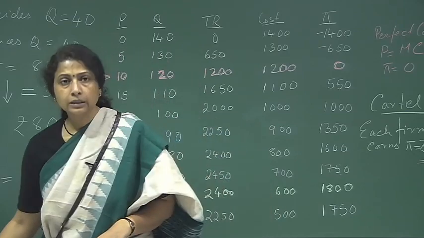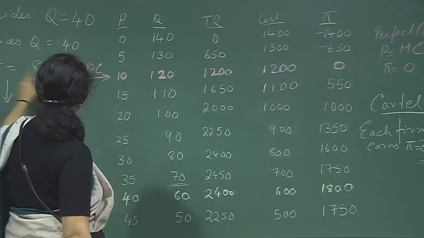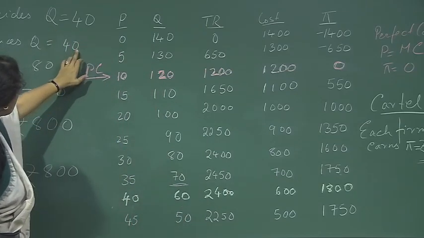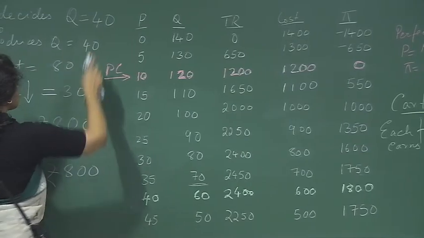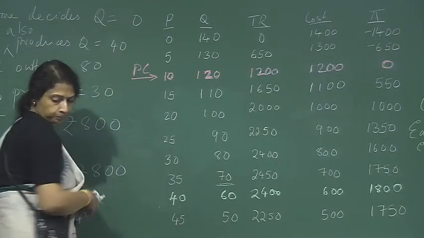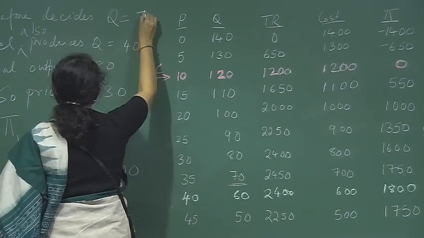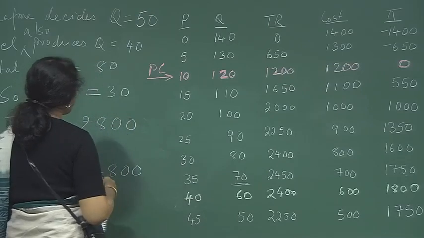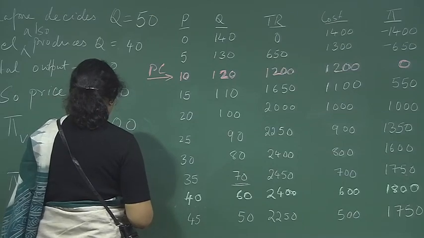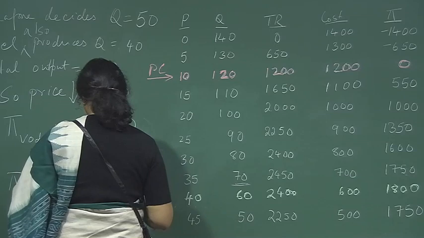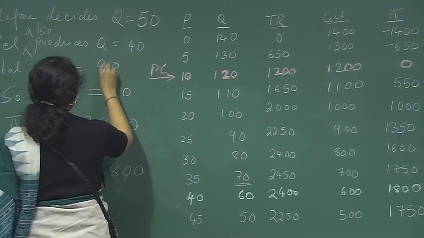And next, another interesting thing to see would be, are they going to keep on increasing the output? So 40 is something we tried. Now Vodafone, is it going to increase the output to 50? So what happens if Vodafone increases the output to 50? Going by the same argument, if Vodafone increases its output to 50, then total output becomes 90.